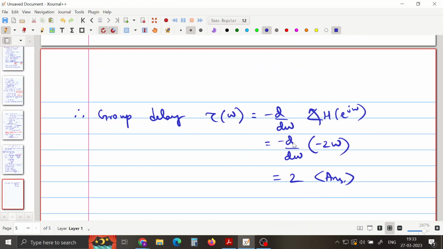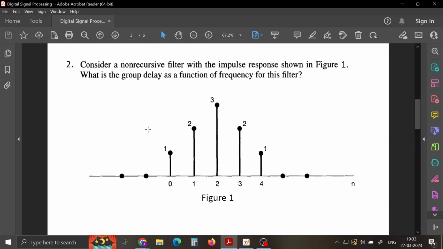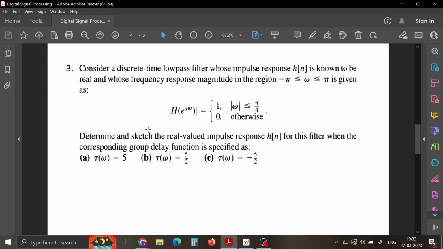So this is our second problem, and now let us move to the third problem. Okay, all right.